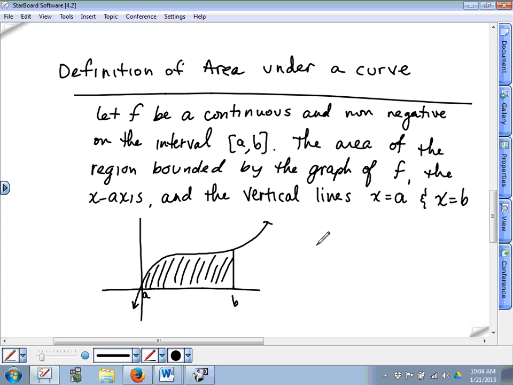Okay. The area is a limit as n approaches infinity of the sum, just like we did in this last problem, from i equals 1 to n.